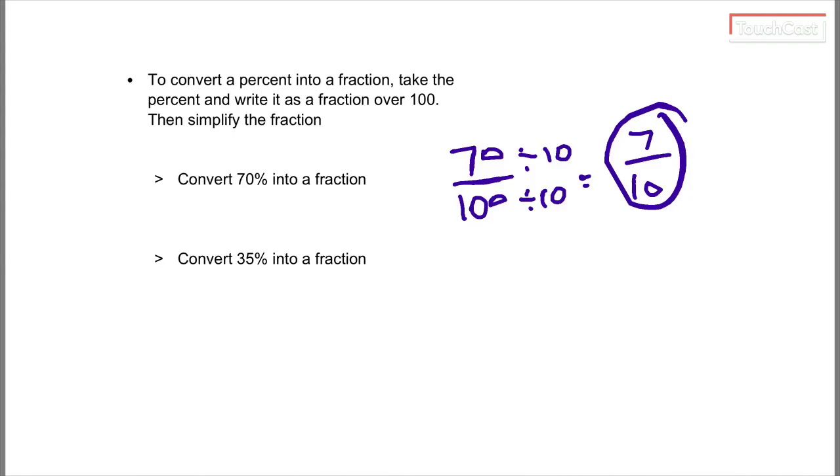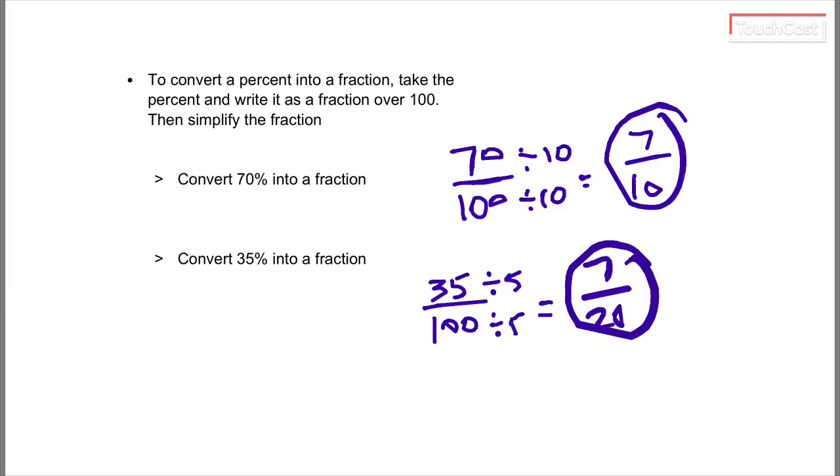35%. Again, percent means out of 100. 35 out of 100. Now we simplify. We can divide both of those by 5. After dividing both of those by 5, we get 7 over 20. There's our fraction.